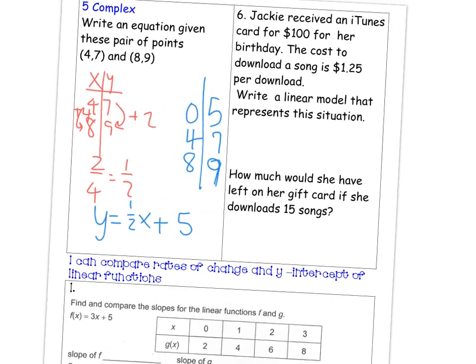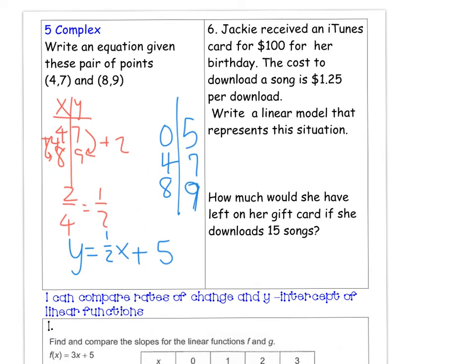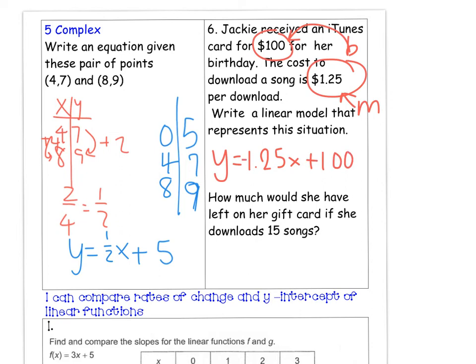Okay. Jackie received an iTunes gift card for $100 for her birthday. The cost to download a song is $1.25 per download. Okay, so this means that she started with 100. That's my b. And this is how much she had to pay for every song she wanted to download. That's my m. That's my rate of change. So my equation is 1.25x plus 100. But it's negative, because I need to make sure I'm subtracting $1.25 because I'm buying a song every time and I'm losing money on my gift card.